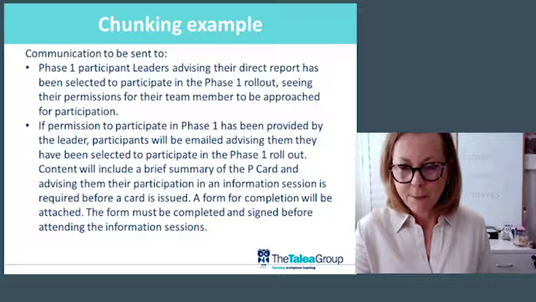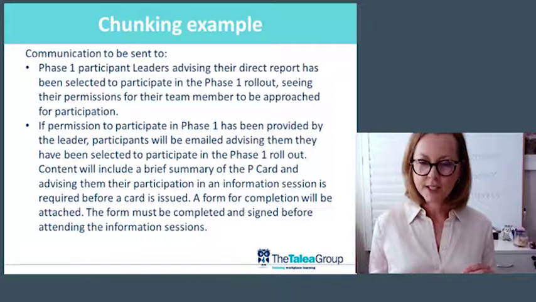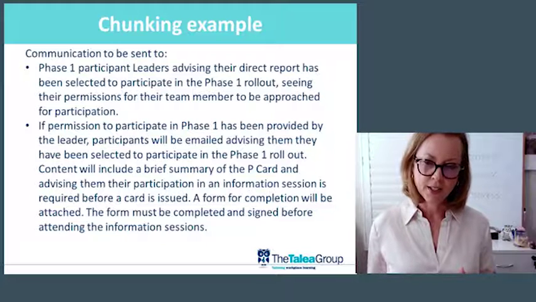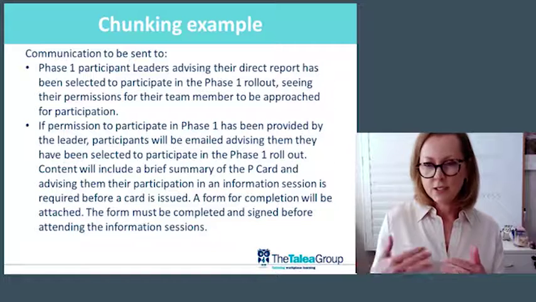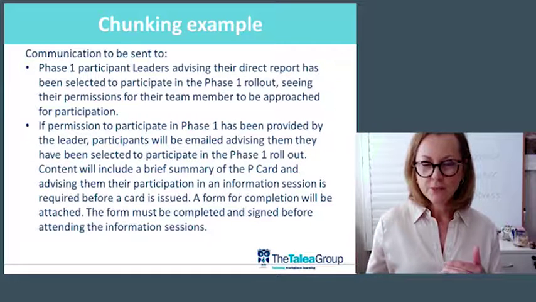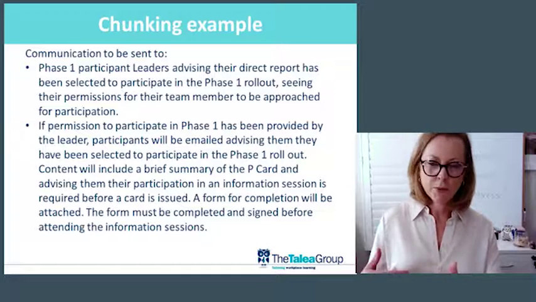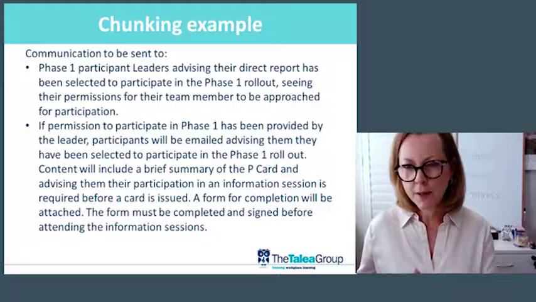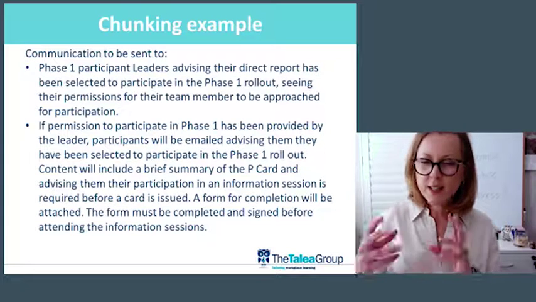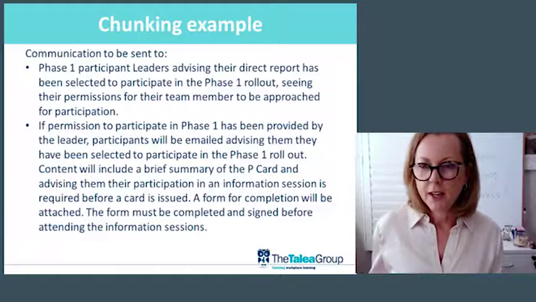Firstly, context. Chunking needs context. You need to have some sort of lead-in context to explain to the reader why you've chunked that information. So in this instance, communication to be sent to phase 1 participant leaders, that seems fine, but the second point doesn't really make sense. Communication to be sent to if permission to participate in phase 1 has been provided. So it's a little bit more complex. It's not easy to read, not easy to follow.